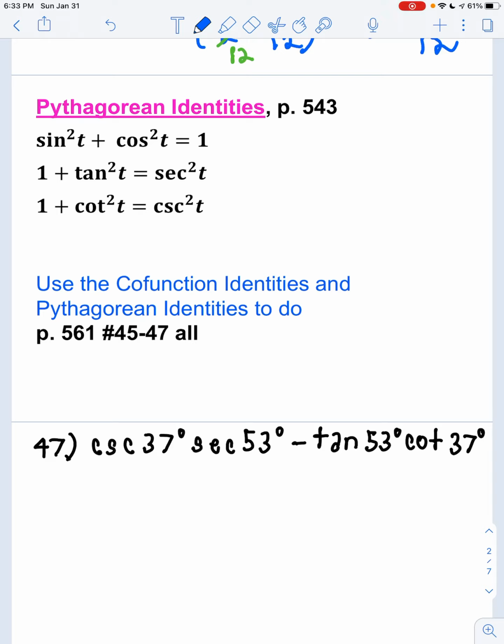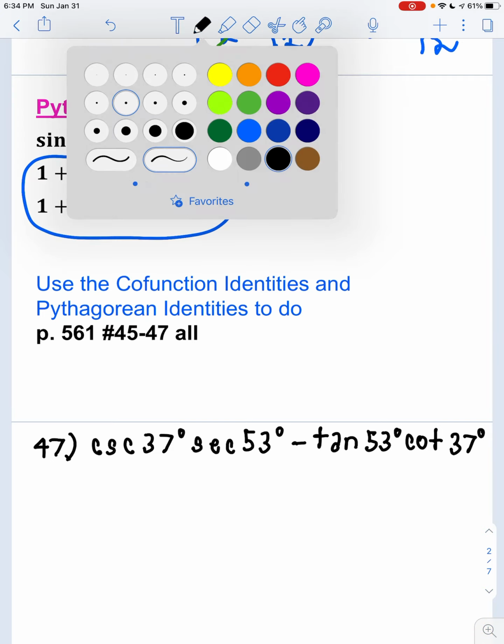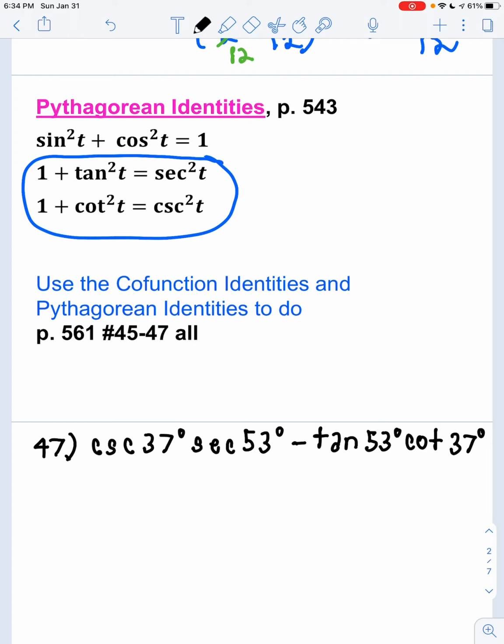The other thing I see is in the Pythagorean identities right up here, I have a couple Pythagorean identities that use tangent and secant or cotangent and cosecant. So I think what I'm going to do here is use both cofunctions and my Pythagorean identities to help me simplify this expression. So what I notice is cosecant and cotangent are in one Pythagorean identity. So I think I'm going to stick with cosecant and cotangent.